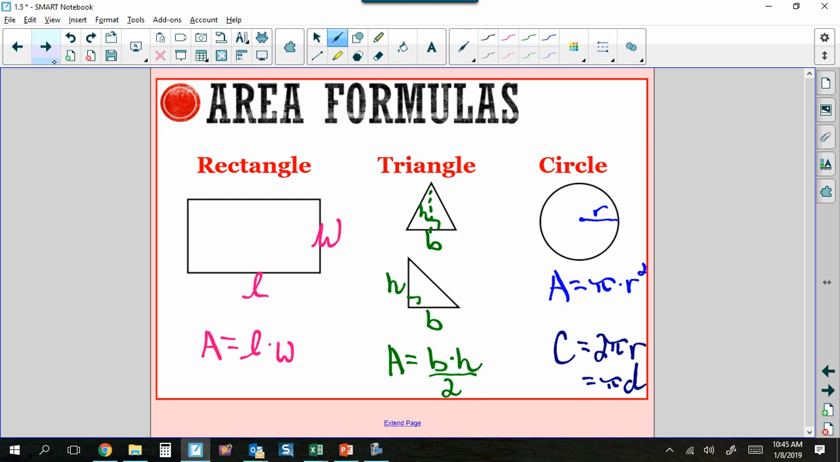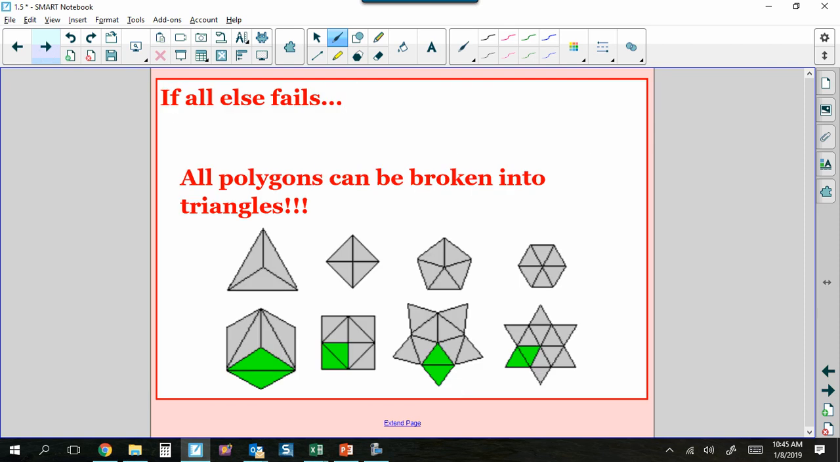The next thing we're going to look at is just other polygons. Something to keep in mind is that all polygons can be broken into triangles. You have quite a bit of space still on this front side of notes that you can add your own notes. So I would just draw some other polygons. We learned about a bunch of polygons in the previous lesson in 1.4.